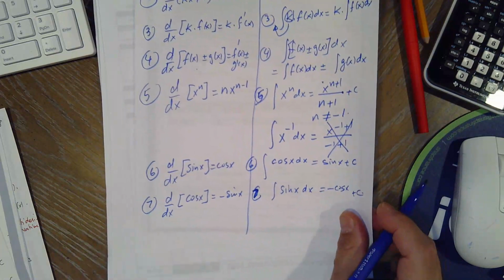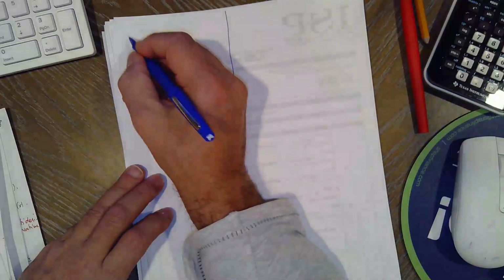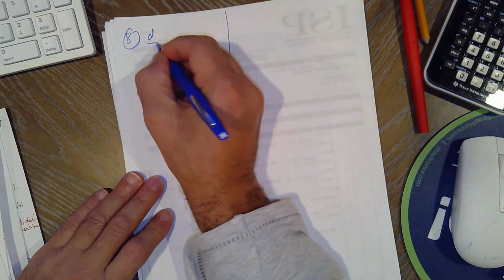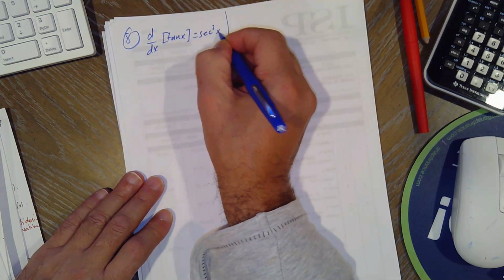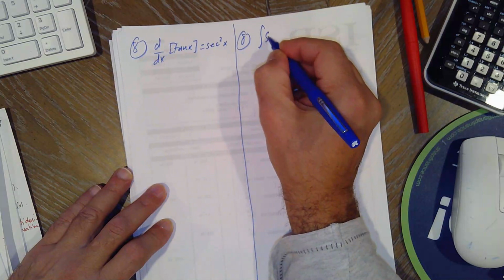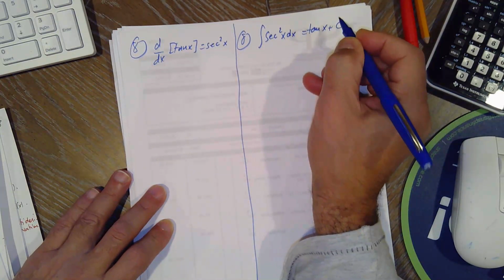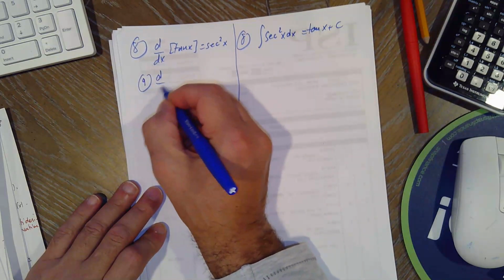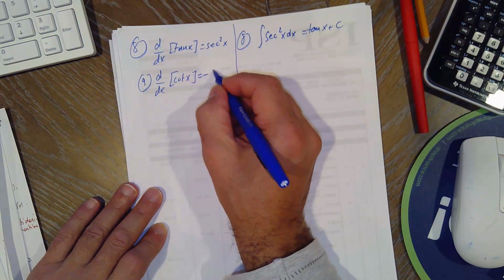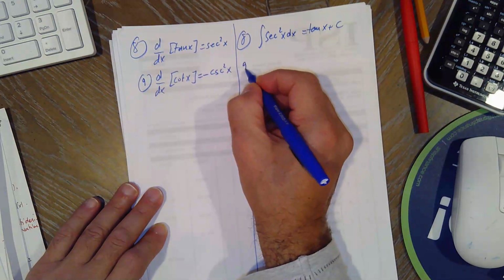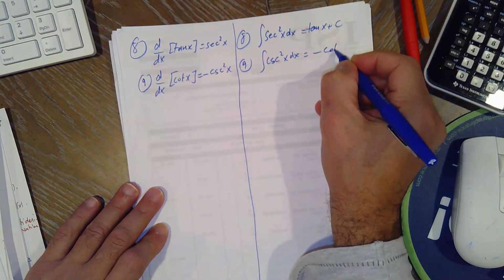Okay? So rule number 8. The derivative of tangent x is secant squared x. So the antiderivative of secant squared x is tangent x plus c. The derivative of cotangent x is negative cosecant squared. The antiderivative of cosecant squared x dx is negative cotangent x plus c.